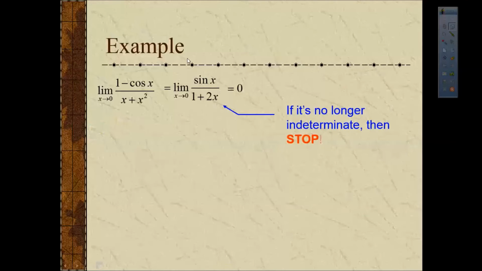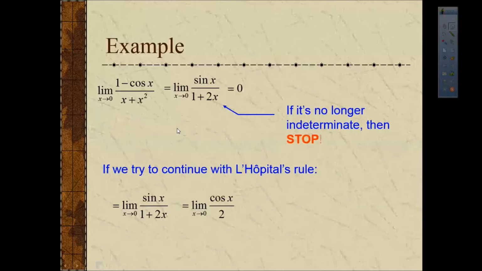Notice that as soon as this is not indeterminate, we stop. We don't want to take the derivative again. If we continued to try to use L'Hopital's rule after the limit is not indeterminate, we would wind up with cosine of x over 2, and that would seem to produce an answer of 1/2. Well, the limit is not 1/2, the limit is 0. You could check that visually if you'd like. Graph 1 minus cosine x over x plus x squared, and you'll see that as x approaches 0, the entire function goes towards 0, not towards 1/2.